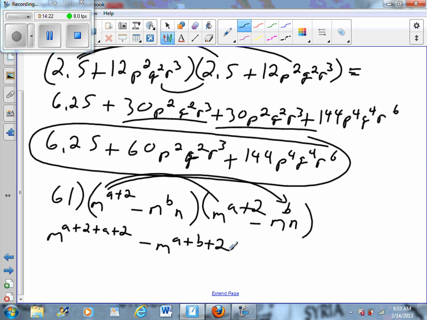What about my inner terms? I have a negative here, okay? M to the b n times m to the a plus 2. Again, same thing with the base m. And I forgot to do something here first of all. Hang on. My two inner terms, I'm going to get the same thing here again. M to the a plus b plus 2 times n. Okay? Now my two last terms. M to the b n times the negative m to the b n.